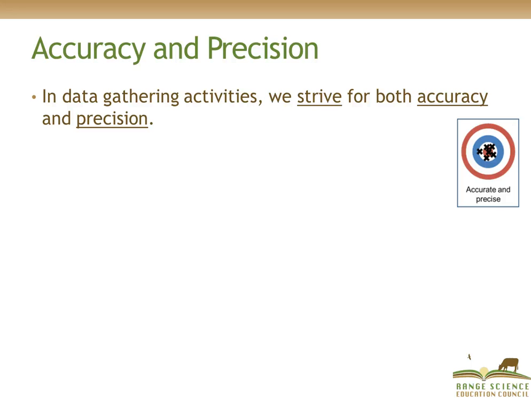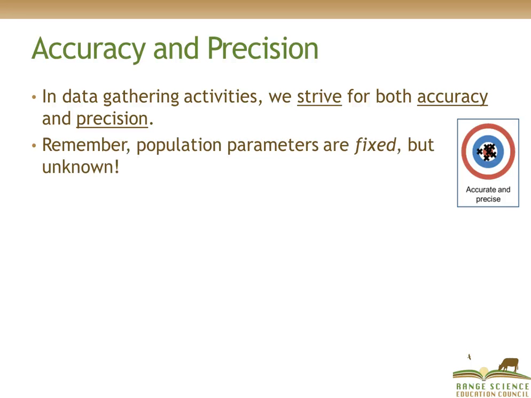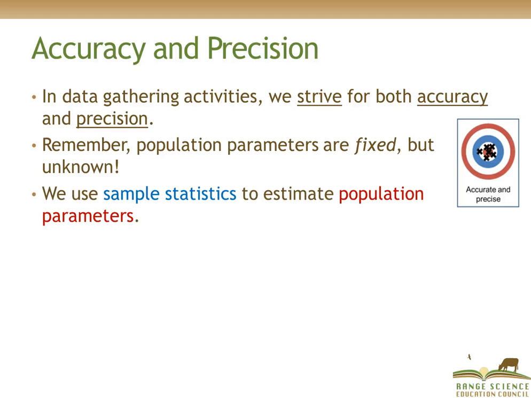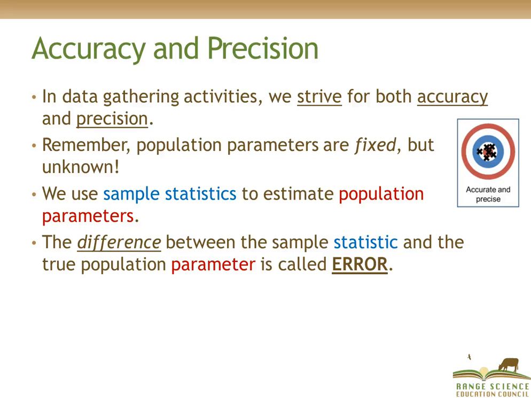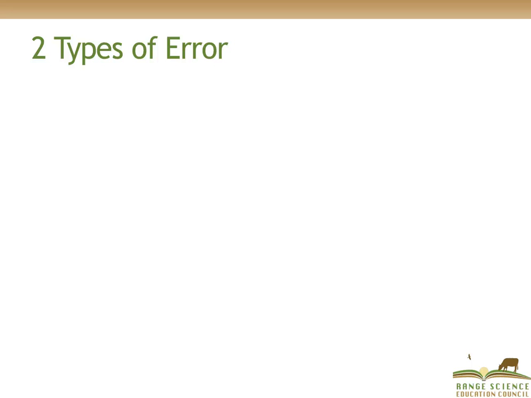So in data gathering activities, we strive for both accuracy and precision. Remember that the population parameters are unknown but fixed, and we use sample statistics to estimate population parameters. The difference between the sample statistic and the true population parameter is called error. There are two main types of error.